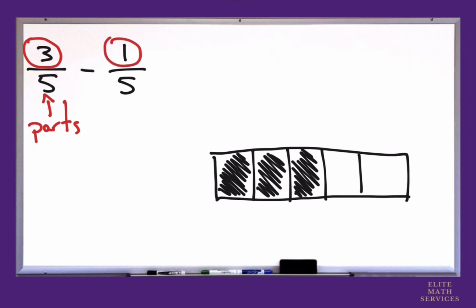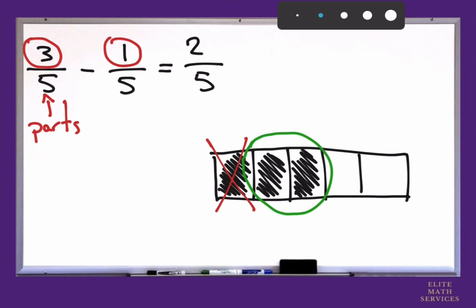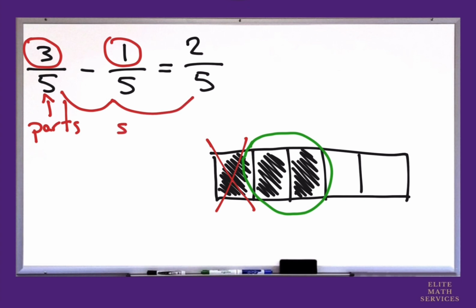Now we're going to subtract 1 of the shaded areas. And the remaining shaded areas that are left is our answer, which is 2. So 2 over 5 is our final answer. Okay, let's remember we don't worry about the unshaded parts. And always remember the denominator remains the same.